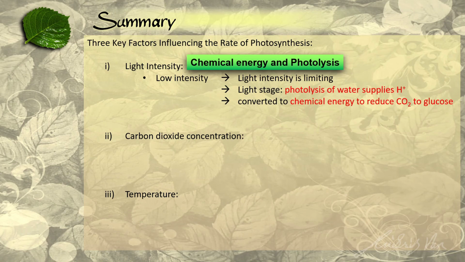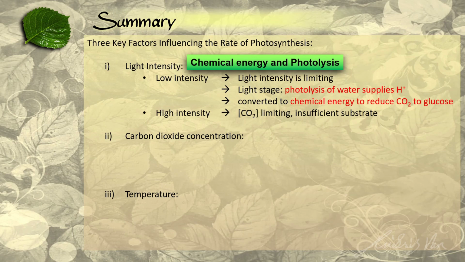light intensity is the limiting factor because light is needed to split water molecules into hydrogen ions, which are needed to reduce carbon dioxide. And light is also being converted into chemical energy so that the plant has energy to reduce carbon dioxide into glucose. At high light intensity, other factors such as carbon dioxide as well as temperature could be the limiting factor.